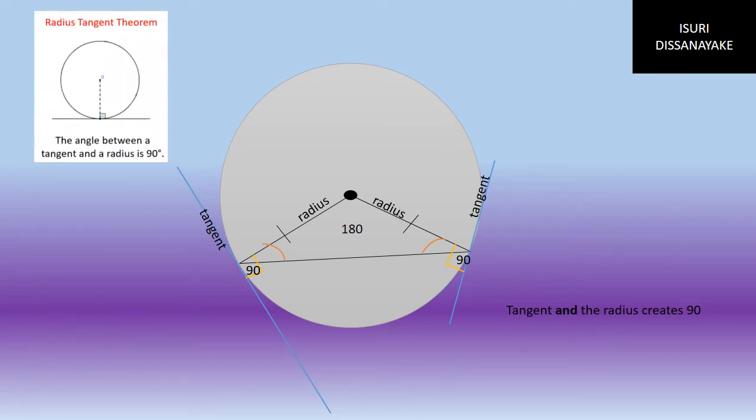Then the circle theorem over here: the angle between a tangent and a radius is 90 degrees. You can see in this figure, this is the radius, this is the tangent. A tangent is the line which is drawn external to the circle, which touches the circle at one point. So this radius and the tangent have created 90 degrees over here. It is explained in both the figures clearly to you.